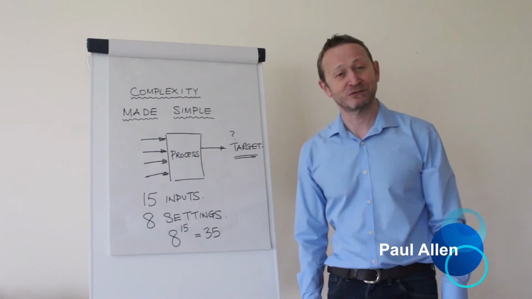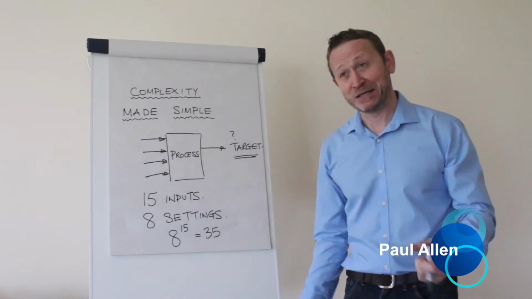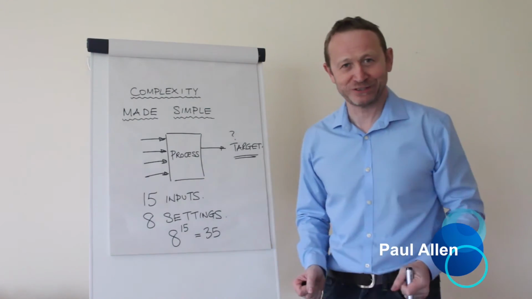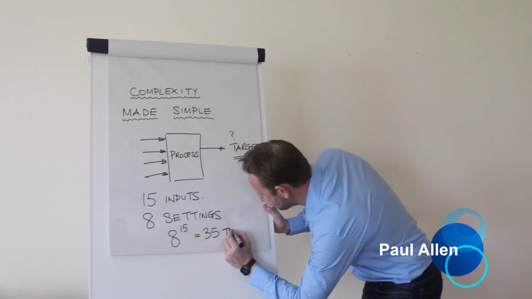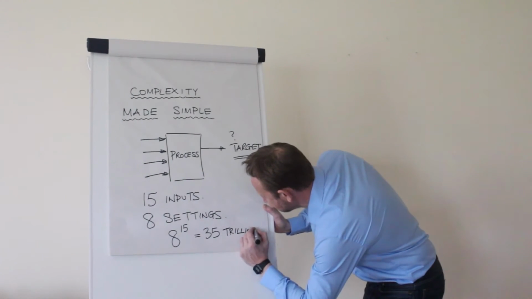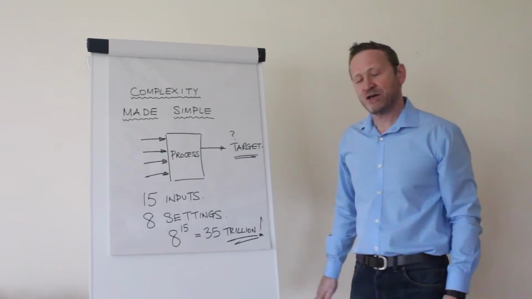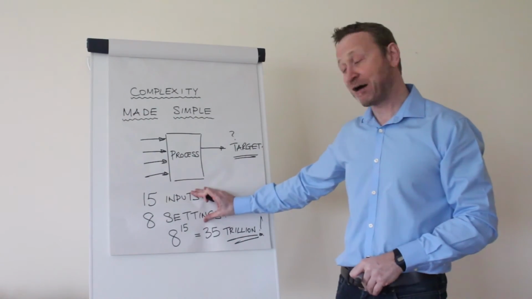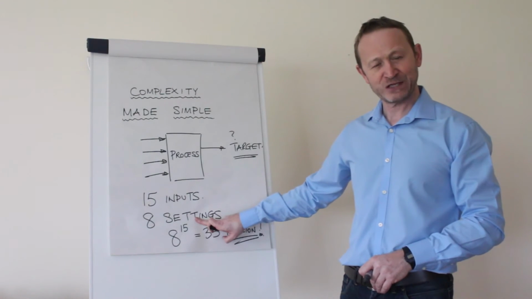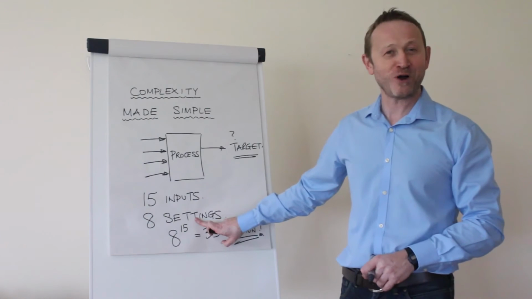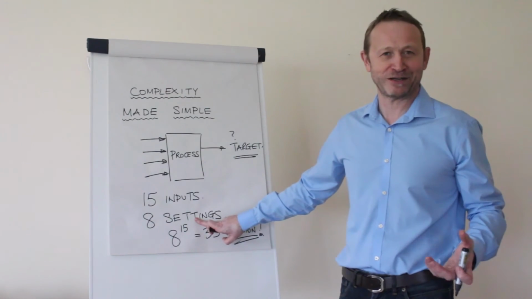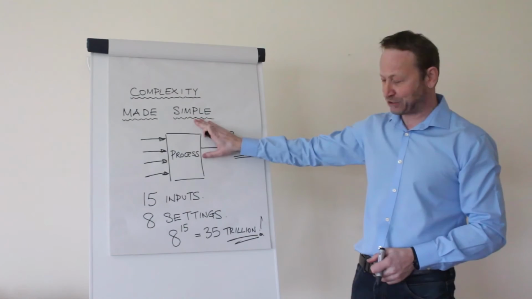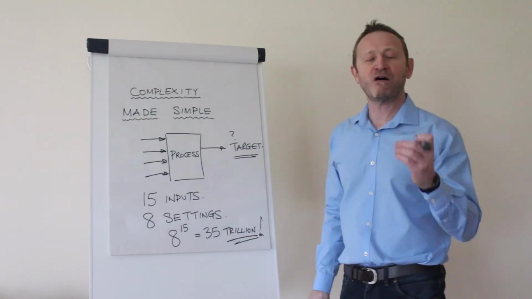And now I'm going to write a word down. 1,000, million, billion. Well, unfortunately, it's none of those words, because it's this. There are 35 trillion different ways to set a process up with that many variables and that many settings. So when you say to me, but Paul, our processes are more complicated than that. Yes, they are more complicated than that. And I want you to know how much more complicated, because if you don't know how to do this in this environment, you are stuffed.